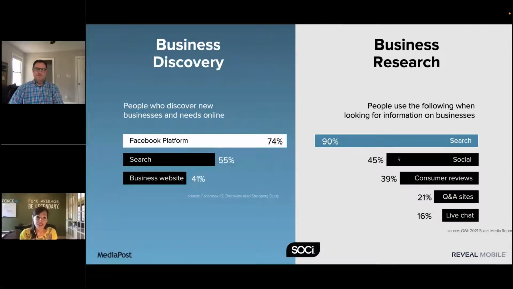What I want to mention here is outside of Facebook and social channels, your search is still a really important channel for discovery. Discovery is still happening there as well. And then your business website. So all channels that are really important.